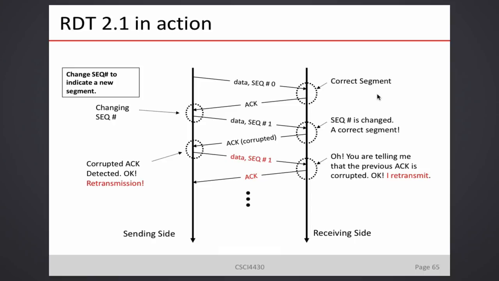Now the problem comes. Here we receive sequence 1 again. Why do I receive sequence 1 again? Now I can infer the reason: you should have received an ACK which is corrupted, then you retransmit something to me. I ignore you because I already received it previously, and I believe that this sequence number 1 data is the same as that sequence number 1 data. So I can ignore you by not delivering this data to the upper layer.